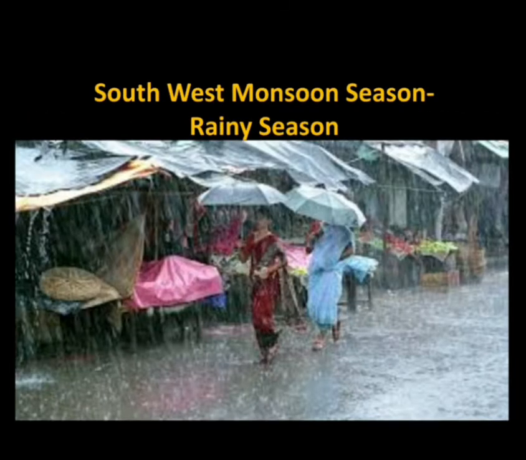The third season, that is the southwest monsoon season or the rainy season, is marked by the onset and the advance of the monsoon. The wind blows from the Arabian Sea and the Bay of Bengal towards the land. These winds carry moisture with them. When these monsoon winds strike the mountain barrier, rainfall occurs.